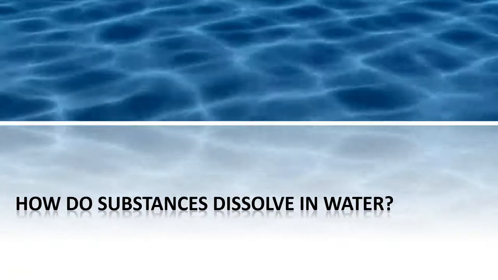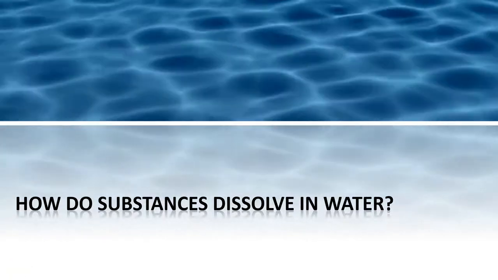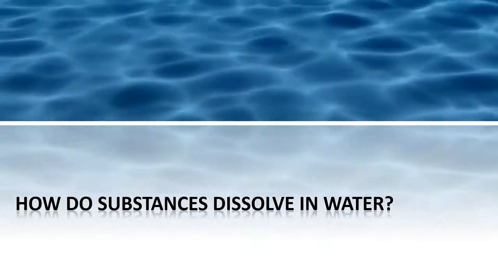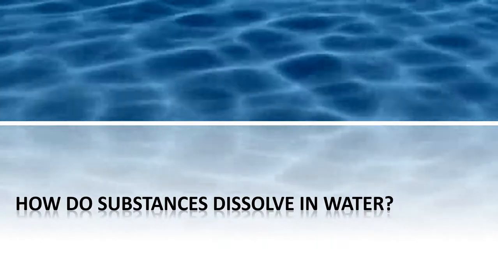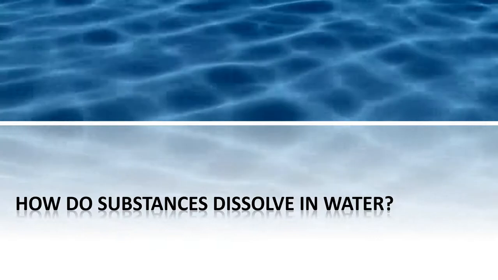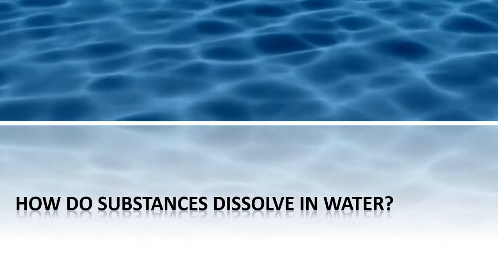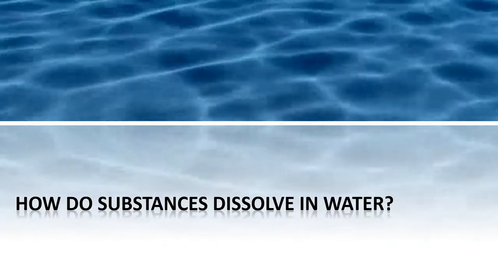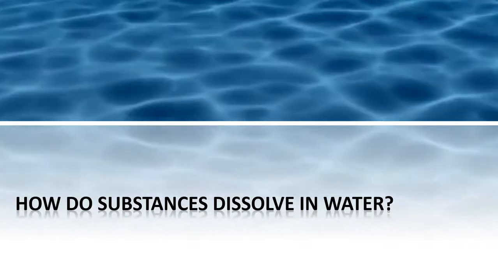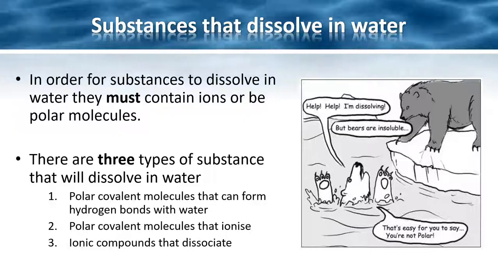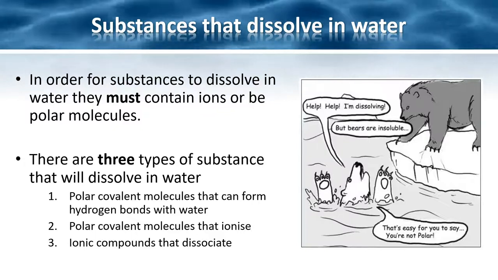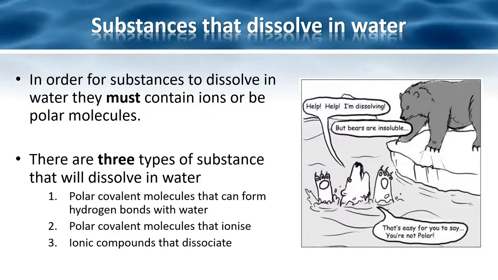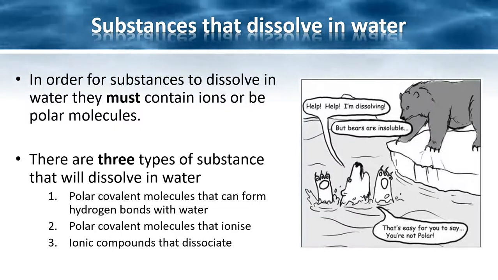Okay, so we talked about defining a solution and what happens after something's dissolved. So now we're going to look more closely at the different types of compounds and the different types of molecules that do actually dissolve in water and how we can describe those. So substances that dissolve in water must contain ions or be polar molecules, okay?